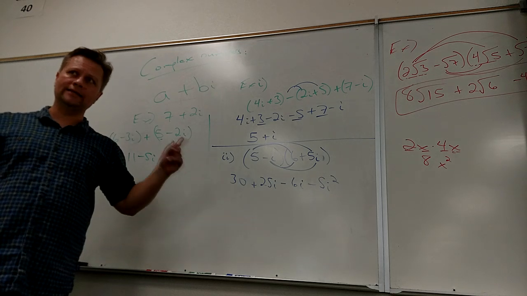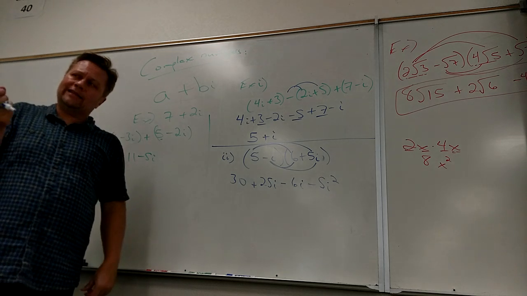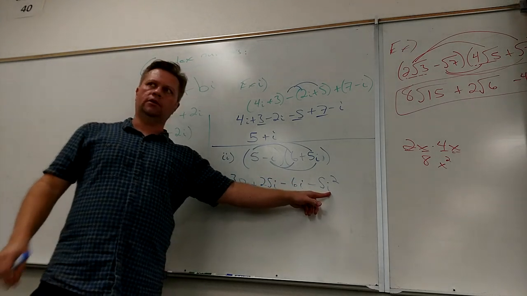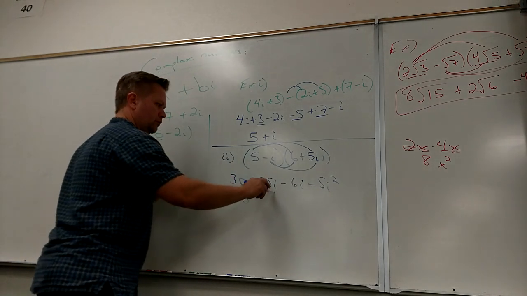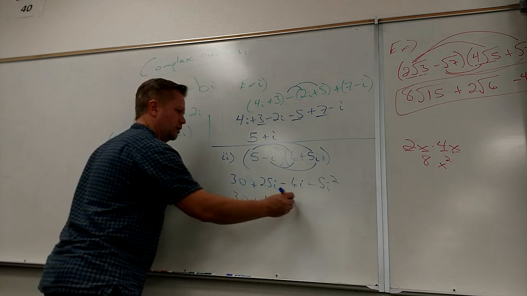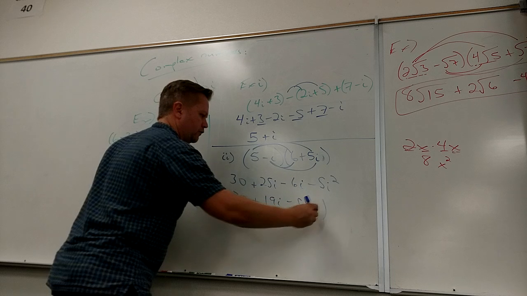Now you have some obvious like terms, but then you also have something that you normally couldn't do anything with. But i is not a variable. It acts like a variable, but it's actually a radical. So what is i squared? Yeah, so I can rewrite this as 30. What's 25i minus 6i? 19i. Minus 5 times negative 1.